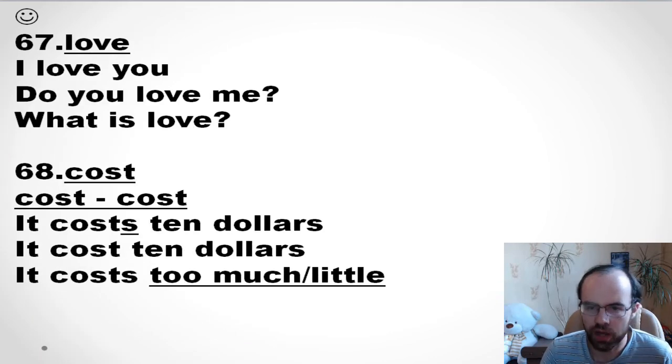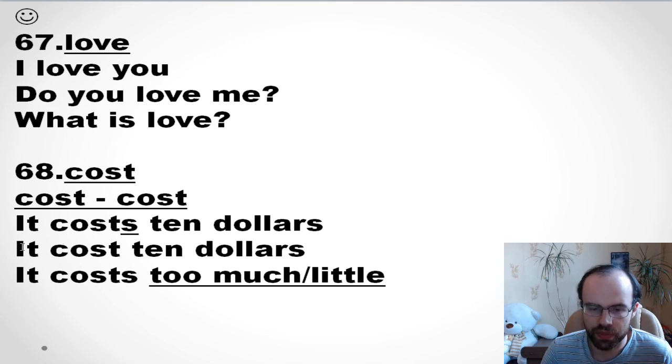Good. Love. I love you. Do you love me? What is love? Cost. You see that this verb is also irregular. So cost, costs. So the second form is the same as the first form. It costs $10. It costs $10.